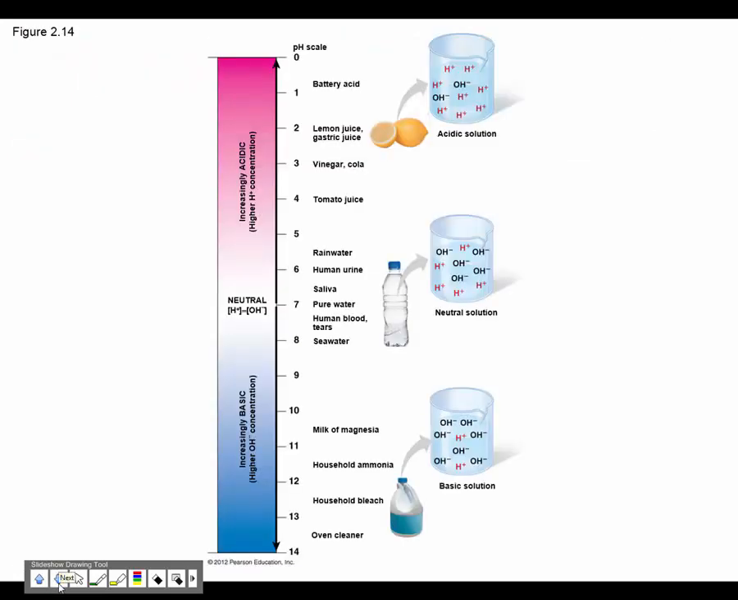And so here's a pH scale. Battery acid, very acidic. Lemon juice, acidic. Cola, tomato juice, those are all very acidic. Human urine is acidic. Pure water is at 7. Our human blood and tears are slightly basic. Seawater is past that, and then oven cleaner is extremely basic. And so the acidic solutions have more hydrogen ions, and the basic solution has more hydroxide ions.